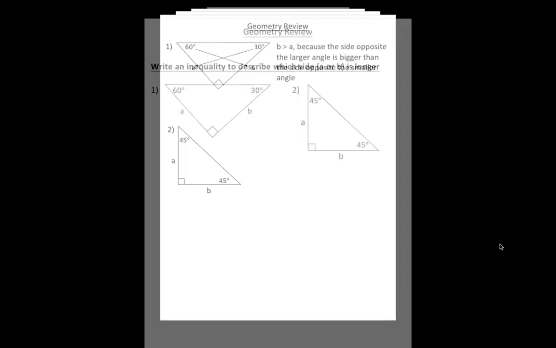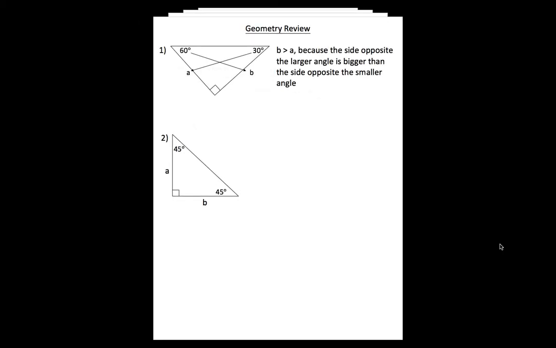So for number 1, B is larger than A, and we know that because the side opposite the largest angle, or the larger angle, will be the larger side. So in the case of all right triangles, the side opposite the 90-degree angle, or the hypotenuse of the triangle, is the longest of all three sides. However, in comparing just sides A and B, since B is opposite the 60-degree angle, it will be larger than A, which is opposite the 30-degree angle.